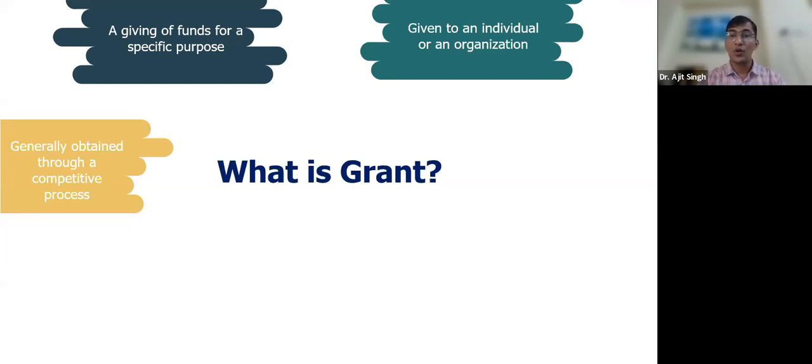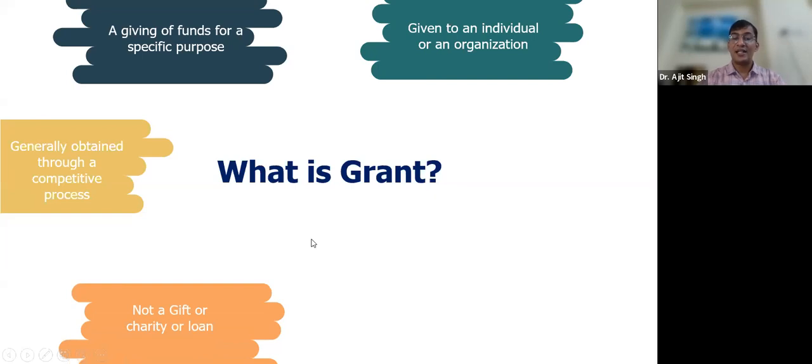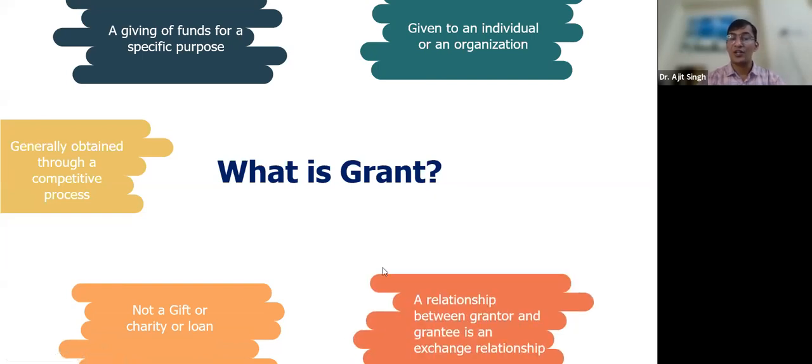The competition process means you have to write a perfect pitch for your proposal, for your idea, for your title, and then it will go through an extensive review process, and the review committee will choose the perfectly pitched and perfectly matched proposal for the grant, and then they allot the grant. So based on that, we can definitely say that this is not a gift. Grants are not a gift or charity or loan. If it is a charity or gift or loan, that is not research funds, that is not a grant.